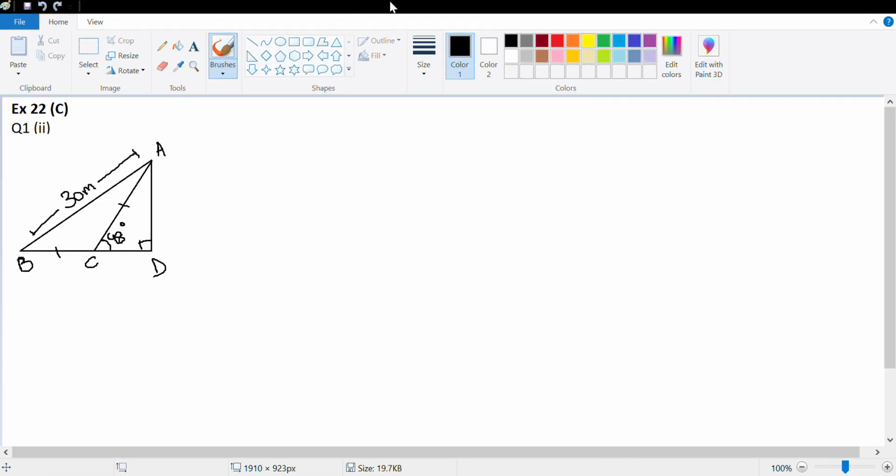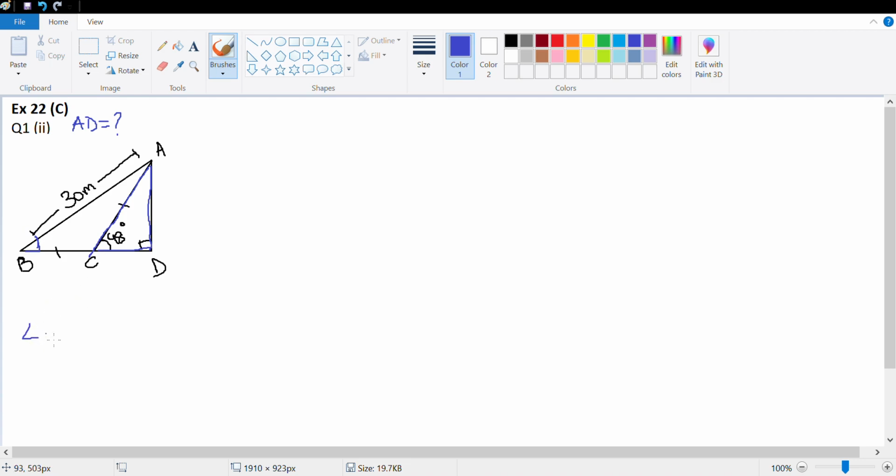Hi guys, let's look at the last exercise of this chapter, which is exercise 22C. Basically a revision exercise, no new concept. So in this question, we need to find the length of AD. For finding the length of AD, either I need to know CD or I need to know AC. If I'm looking at this big triangle, then I need to know this angle. Let's try and find this angle.